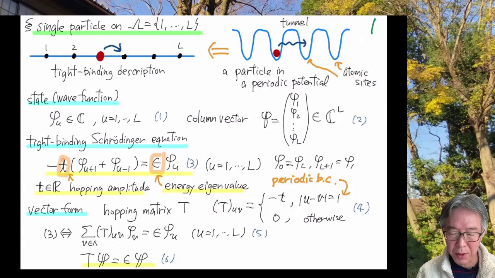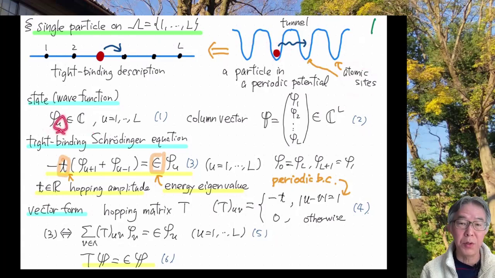So here's a periodic potential with many deep minima, and these minima represent atomic sites in a crystal. The electron lives mainly at one of these minima, but from time to time it tunnels to a neighboring minimum. So the wave function in this case is simply like this. Instead of the usual continuous position variable, we have this discrete position variable. And you can also identify this wave function with a column vector with L components.